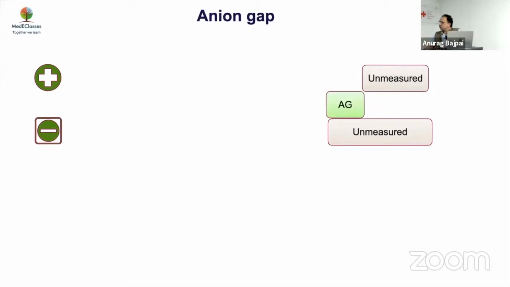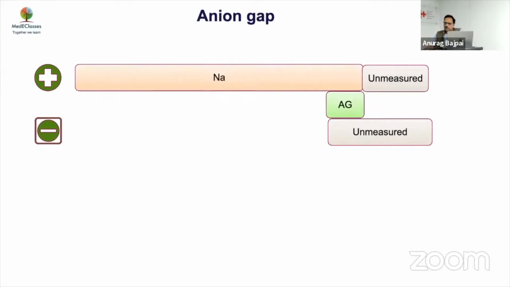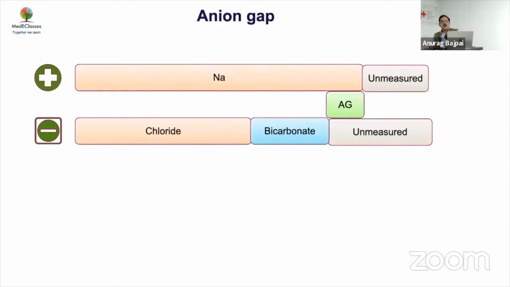So in that situation, you look at the sodium, which is the measured positive ion, and chloride and bicarbonate, which are the measured negative ions. The difference between them is the anion gap. Earlier, people used to use potassium also, which is not being used these days. This is usually 10 to 12 millimoles per liter.